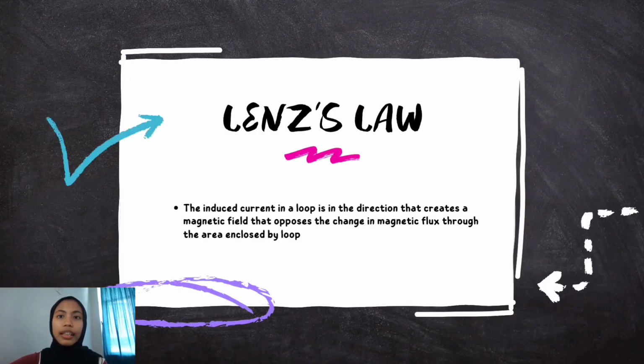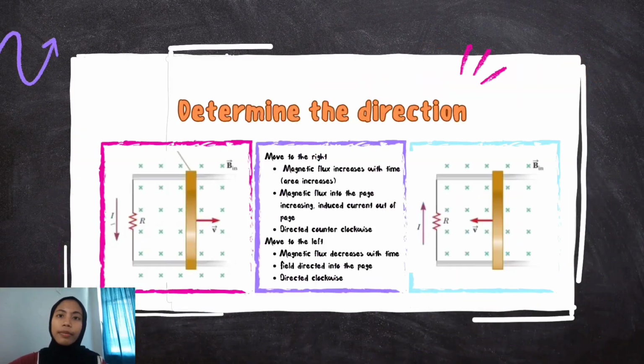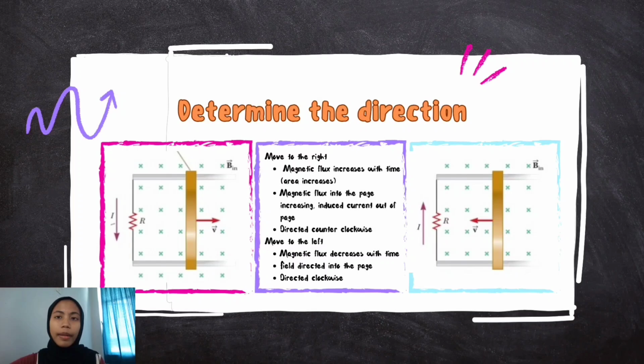Then we're going to take a look at Lenz's law. This law states that the induced current in a loop is in the direction that creates a magnetic field that opposes the change in magnetic flux through the area enclosed by the loop. To have a better understanding, we can analyze the figure shown. As the bar moves to the right, the magnetic flux through the area enclosed by the circuit increases with time because the area increases. So the magnetic flux due to an external field directed into the page is increasing.